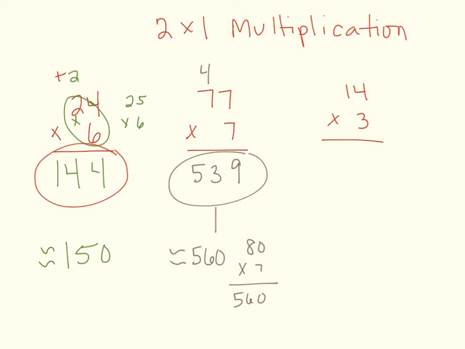The last problem I'm going to go over is 14 times 3. My estimate, I'm going to round it, so I'm going to say, rounds to 10. 10 times 3 is 30. It's probably a little low because I rounded down. My estimate is 30. 3 times 4 is 12. And 3 times 1 is 3. Plus 1 is 4. 42. That's pretty close. I'd say that will suffice for my answer.